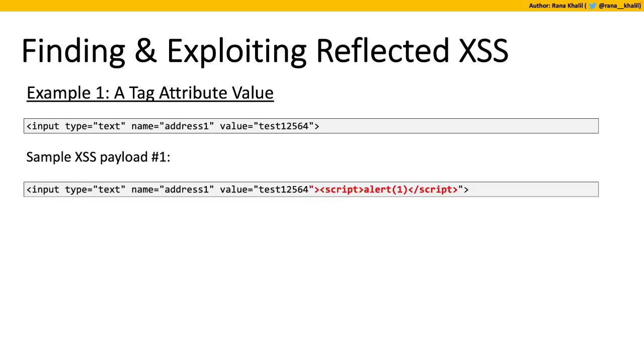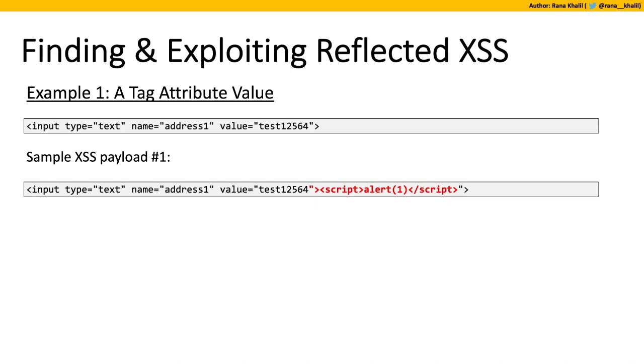So the first payload that you could potentially use is the one in red right over here. The first thing that we're doing is adding a double quote so that we could close off the double quote for the string right over here. And then we're adding an angle bracket so that we could get out of the input element. And then it's just a matter of adding our malicious script, which just alerts a user with the integer 1.